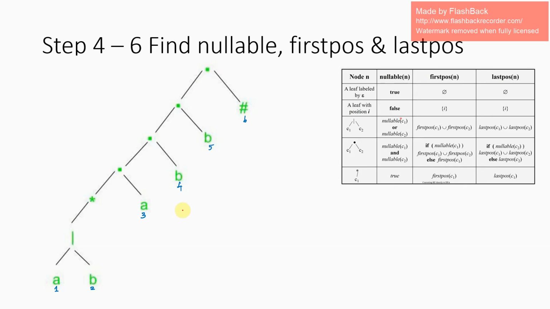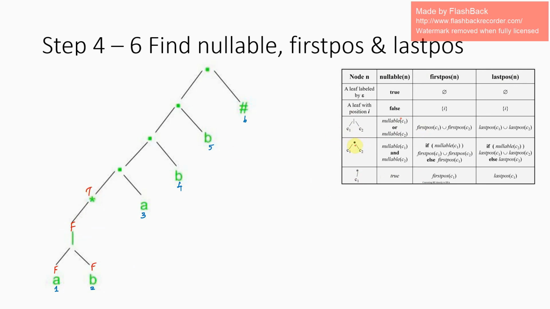And after doing that, first we have to find out the nullable. As you know, these are the leaf nodes. So for a leaf at position i, automatically it is false, and this is false and this is false. And then you see here, if you have a node with two children c1 and c2, then nullable of c1 or nullable of c2 applies. So automatically the nullable value of this is also false. Then for the star symbol, if you have a single child, automatically the nullable is true. So here we have true.